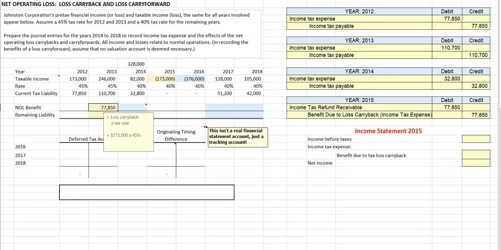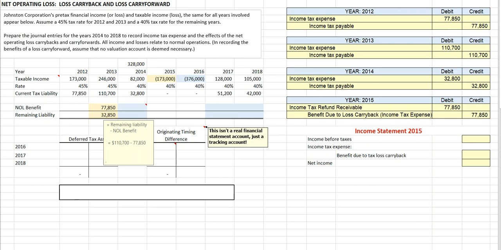Our loss carryback is the $173,000 multiplied by the 45% tax rate in effect in 2013. We have a tax loss carryback benefit of $77,850. We record an income tax receivable in that amount and a credit to income tax expense, in other words, a benefit due to the loss carryback of $77,850. This leaves us with a remaining liability from 2013 of $32,850.